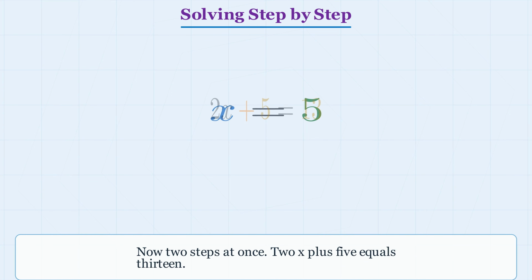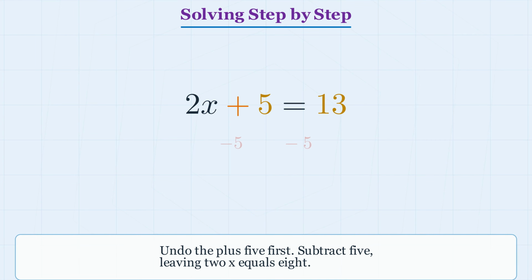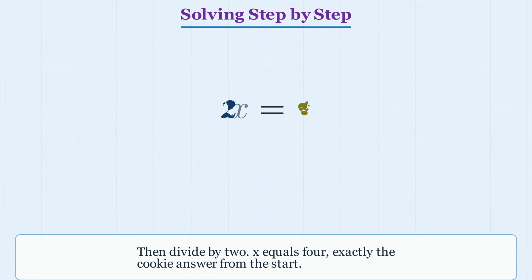Now 2 steps at once. 2x plus 5 equals 13. Undo the plus 5 first. Subtract 5, leaving 2x equals 8. Then divide by 2. X equals 4, exactly the cookie answer from the start.